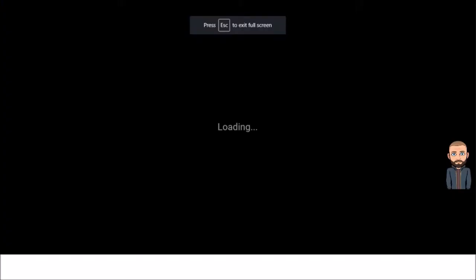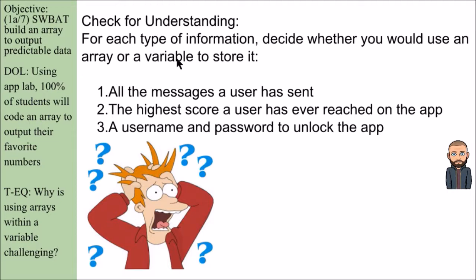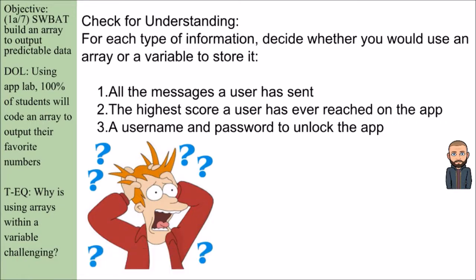But let's wrap up this lesson by doing one last check for understanding of what the purpose of arrays are, and then I'll give you your DOL. So I want you to think about this. For each type of information below here, decide whether you would use just a variable or an actual array to store the data. So the first example is all the messages a user has sent. Would this be a variable or an array? The second one is the highest score a user has ever reached on an app. And the last one, a username and password to unlock an app.